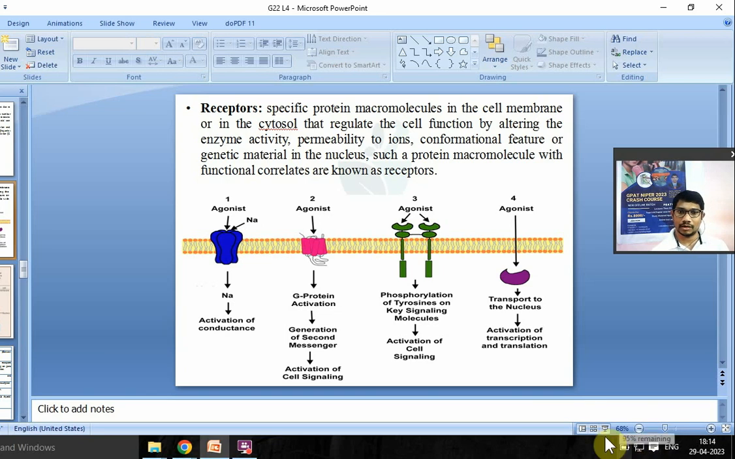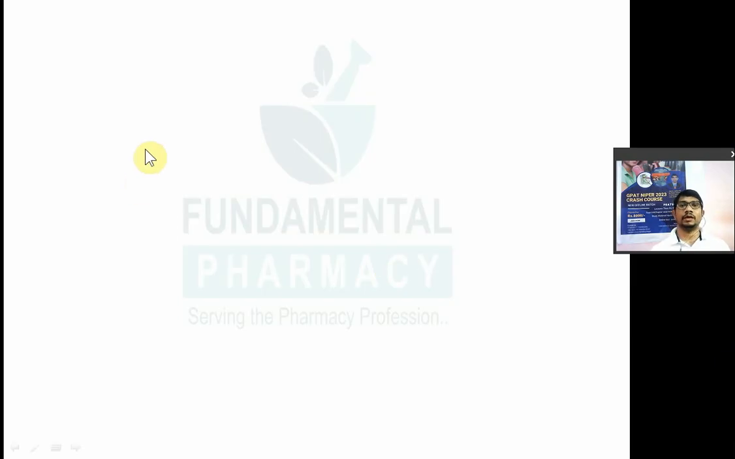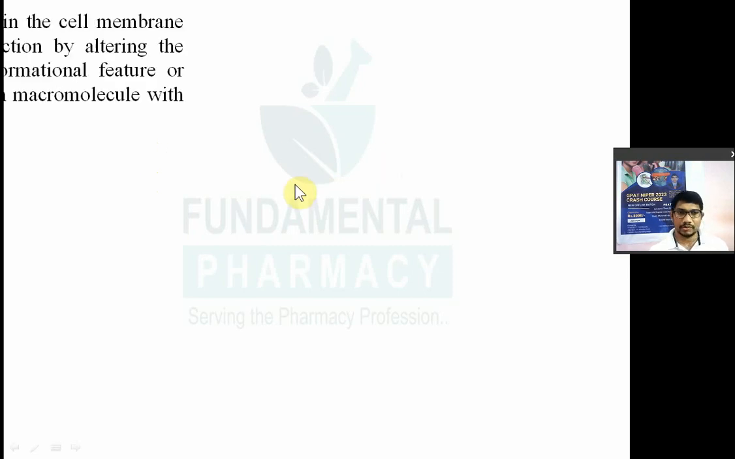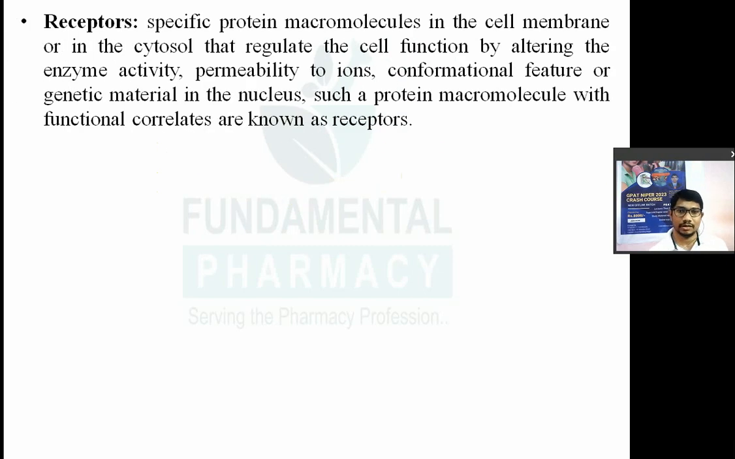Basically, there are receptors on your cell membrane, and these receptors bring out certain changes in the functions of the cell. How do they do that? They change the enzyme activity, or they change the permeability to certain ions, or they change the conformational feature of genetic material.